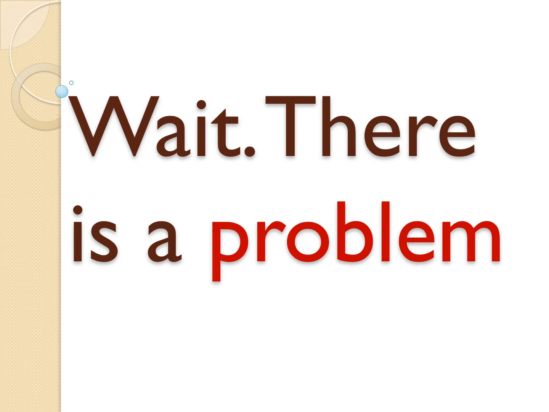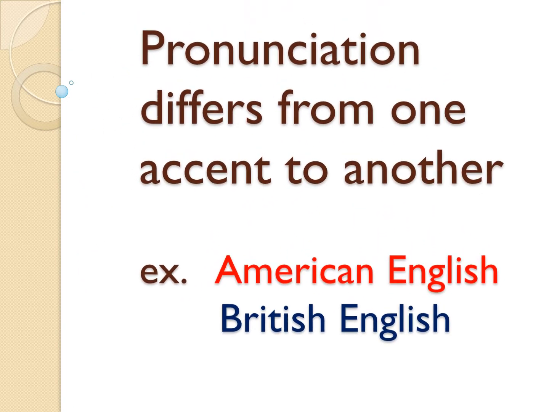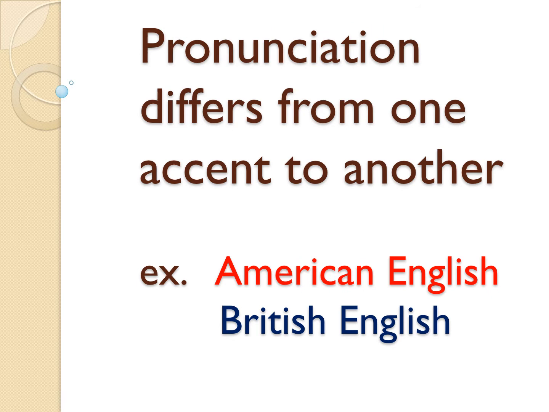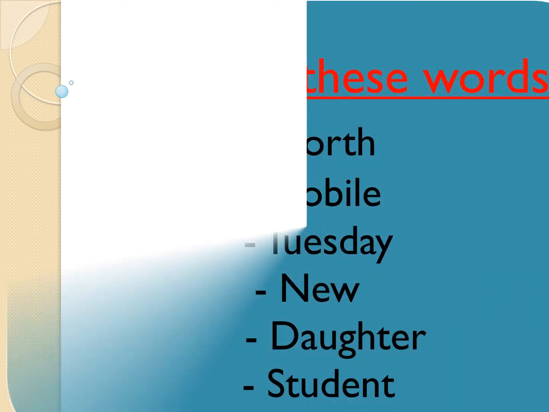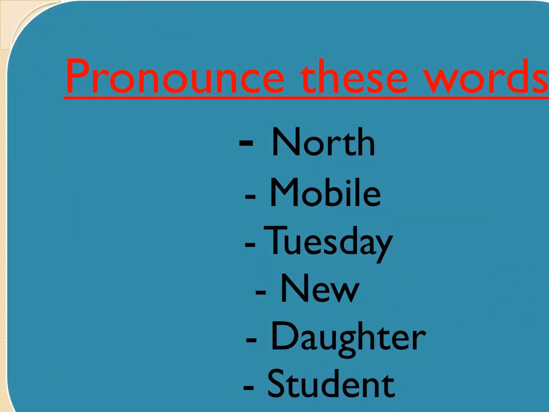Wait, there is a problem. What is it? Pronunciation differs from one accent to another. For example, American English, British English, Australian English. We have different varieties of English. So when you transcribe, you will find a problem. This is why our focus will be on British English.